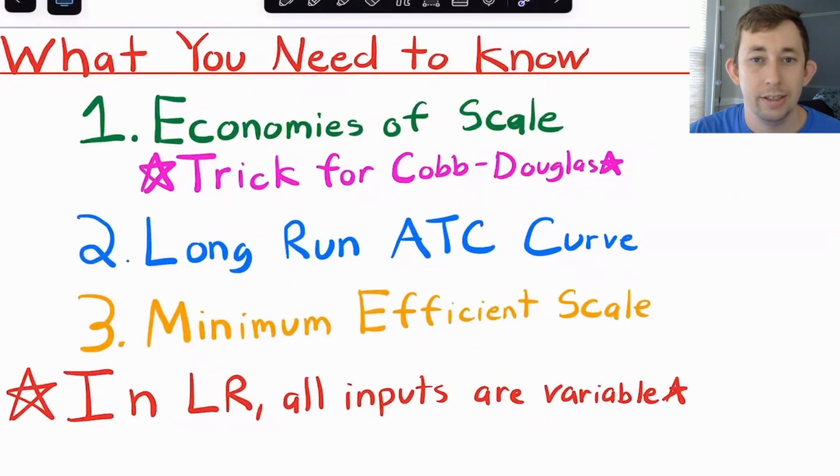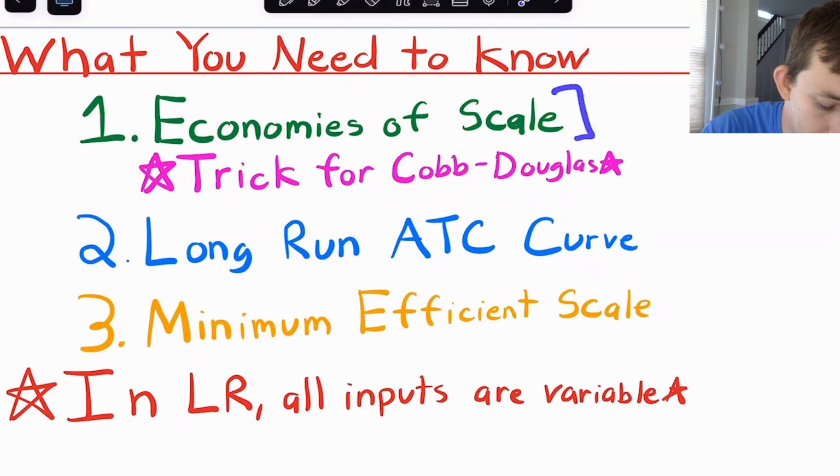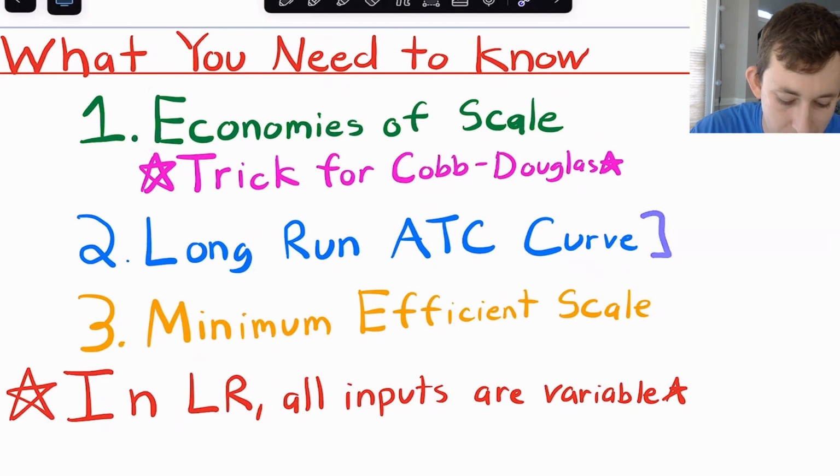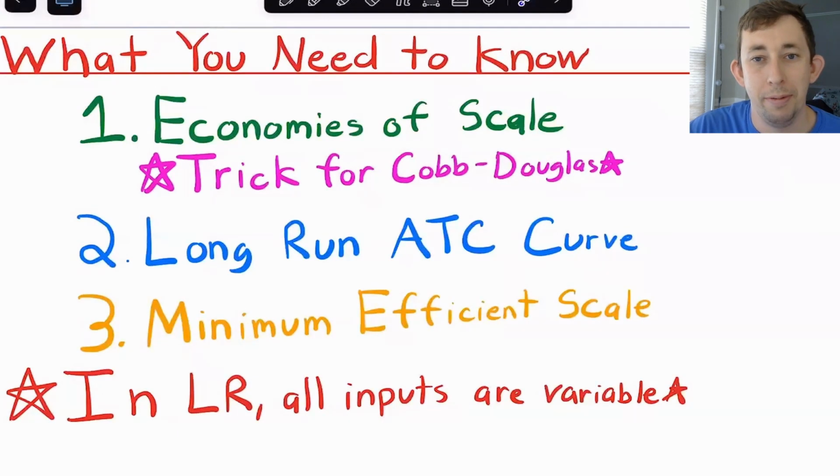So here are the things the College Board wants you to know for the AP exam about long run cost functions. So first, we're going to learn about something called economies of scale, and I'm going to talk about a trick for Cobb-Douglas when it talks about economies or returns to scale, talk about the long-run average total cost curve, talk about something called minimum efficient scale, and then the thing to remember about the long run is all your inputs are variable.